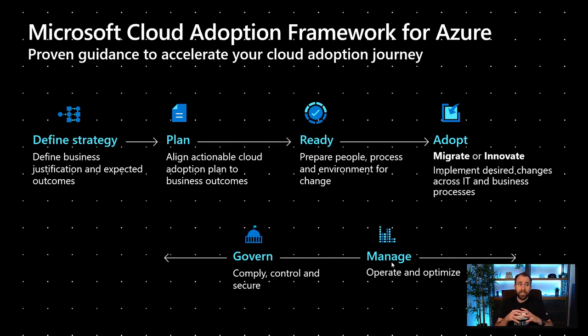Now, what do these proven guidance to accelerate the cloud journeys of your organization actually mean? What is in that? There are basically seven parts which we look at, and even more in certain cases, from defining the strategy with the business justifications to also have a look at what are the expected outcomes, to actually plan the deployments, to plan the cloud adoption in general, making your environment ready to make sure you have the landing zones in place, your Azure environment is set up in the right way, you have role-based access control, security patterns in place, and so on.